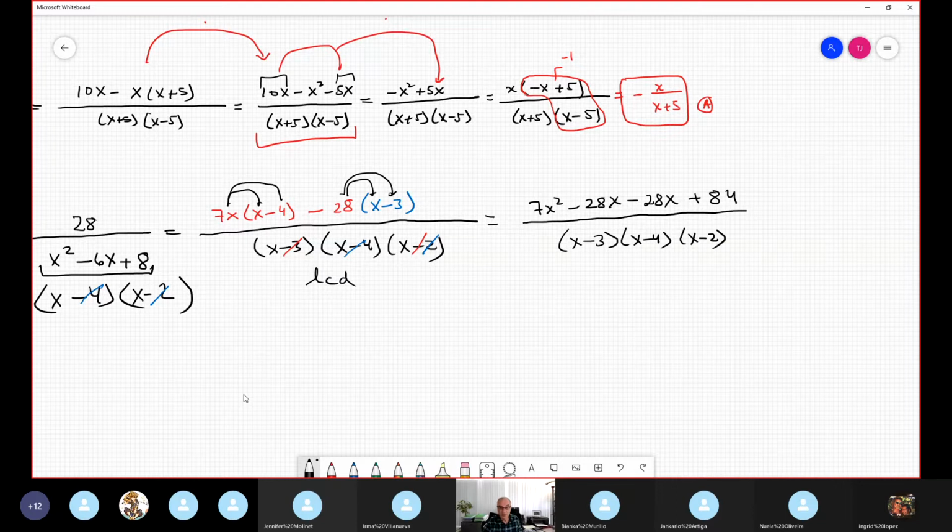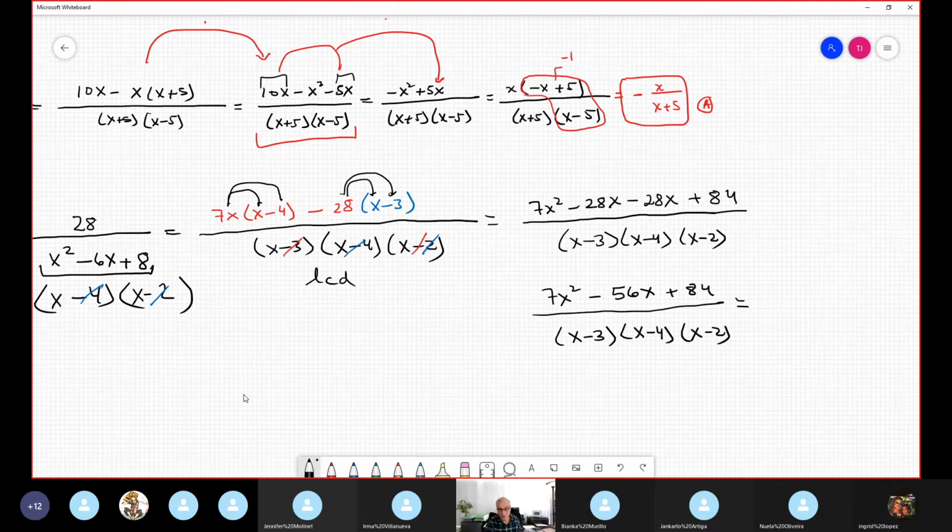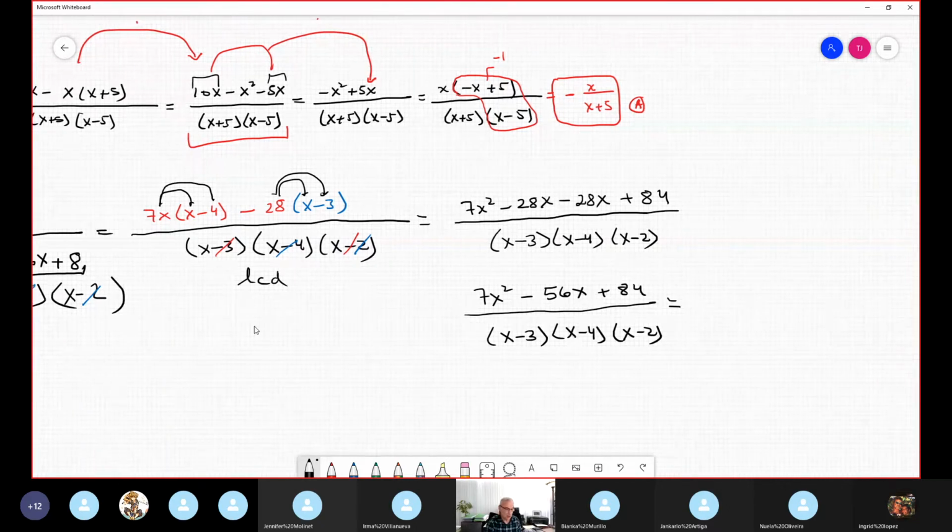Okay, we combine like terms. Let me continue here. 7x squared minus 28 times 2 is 56, plus 84, divided by x minus 3, x minus 4, and x minus 2. I suppose that's not the answer, because I don't see this answer in my choices. However, I want to pay attention to the top part.